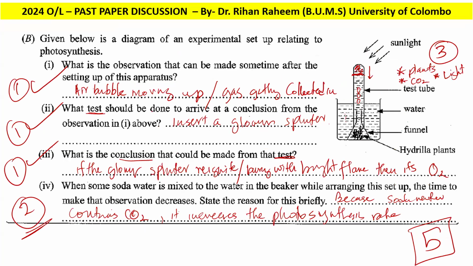What test should be done to arrive at a conclusion from the observation above? Someone is asking, can you explain this? Okay, to check the air bubble, what is this air bubble? We have to insert a glowing splinter or do a gas test, whether it is hydrogen, carbon dioxide, or oxygen. Normally we know photosynthesis is oxygen related, no? So insert a glowing splinter and check it.